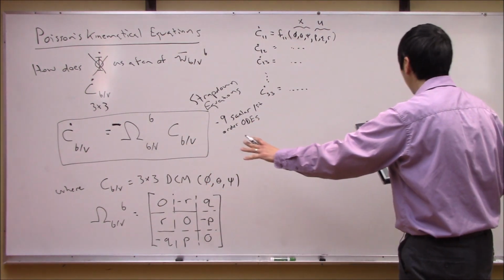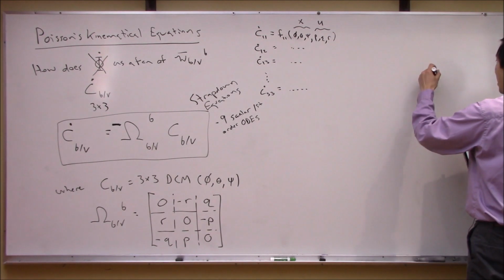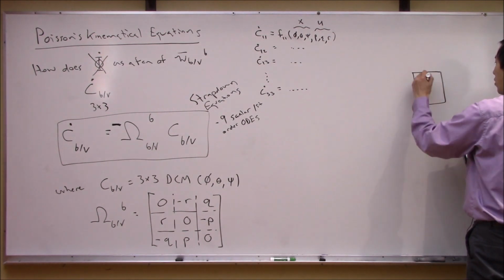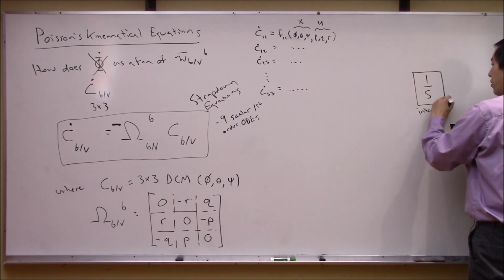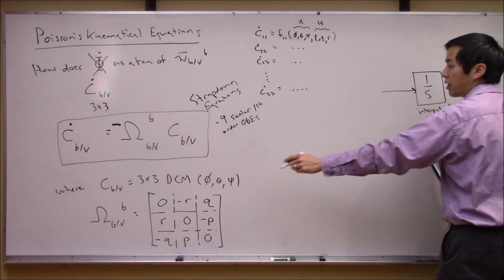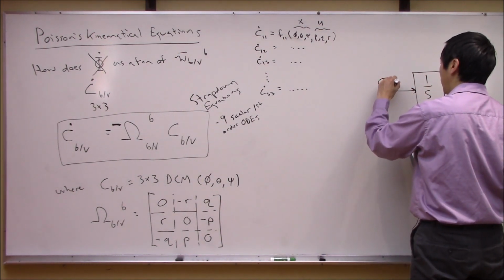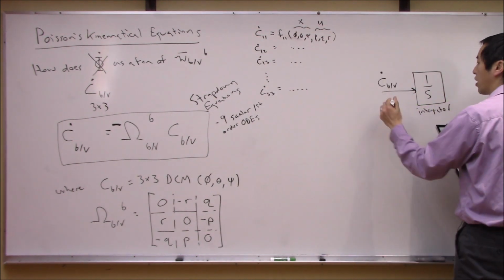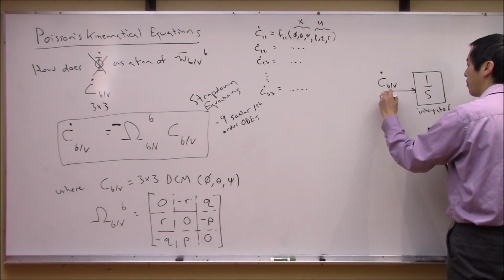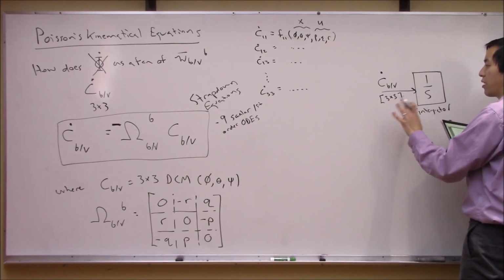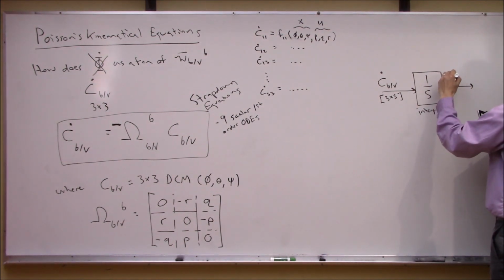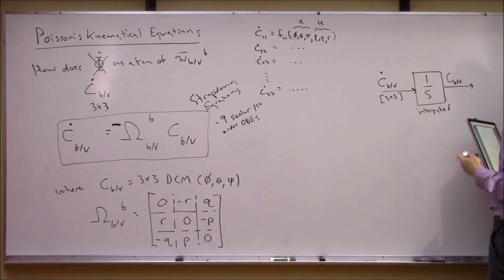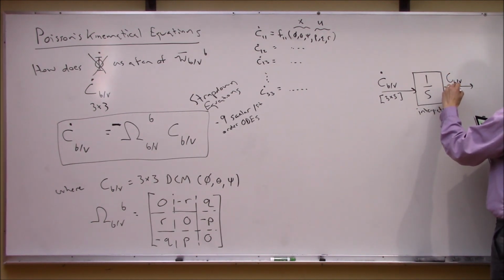Again, if you think about this, it's pretty simple. Let's start here with our integrator, 1 over s. What's coming into this now is C_B with respect to V dot, so the direction cosine matrix dot. Keep in mind, this is now a 3 by 3 signal. It's an entire matrix we're sticking into the integrator, and we're going to integrate, and this is going to give us C_B with respect to V, which is again a 3 by 3.